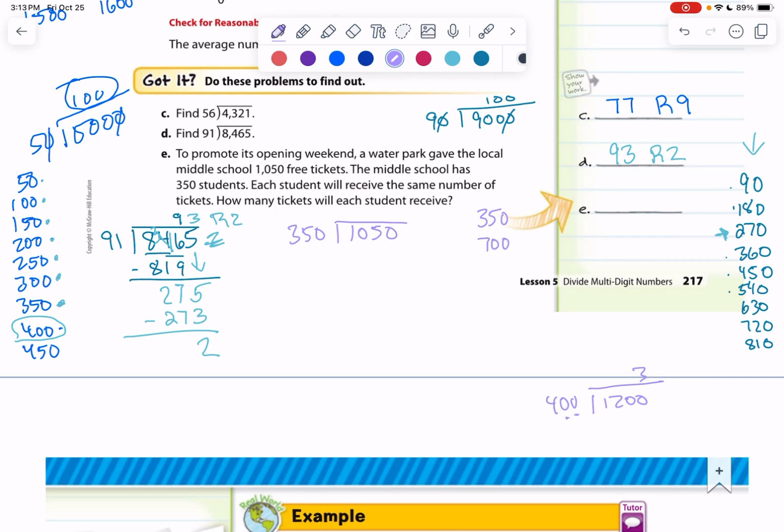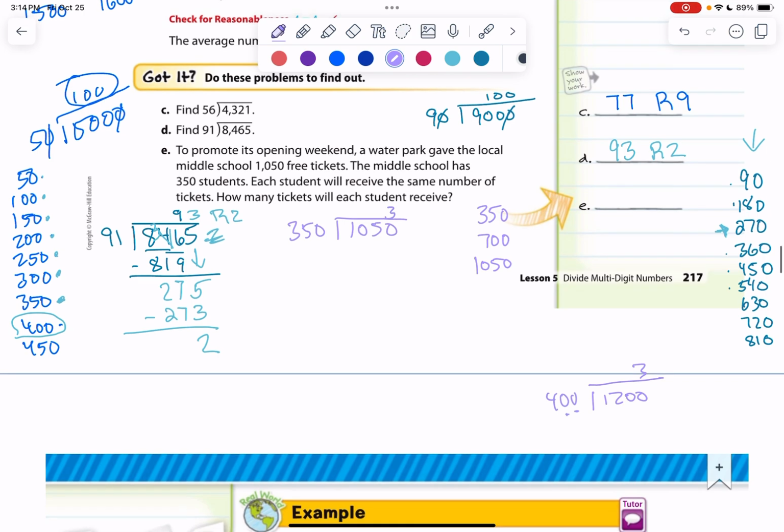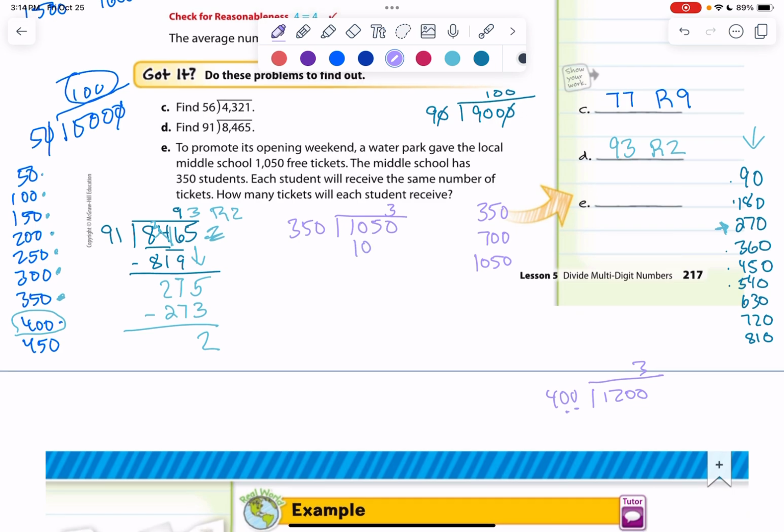700 plus 300 would be 1,000. Plus 50 more, 1,050. Oh, we hit the jackpot. It goes in evenly, 3 times. 3 times 350 is 1,050. Subtract, 0. The answer is 3.